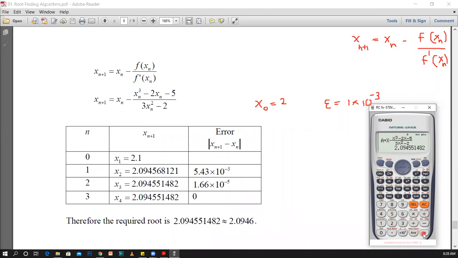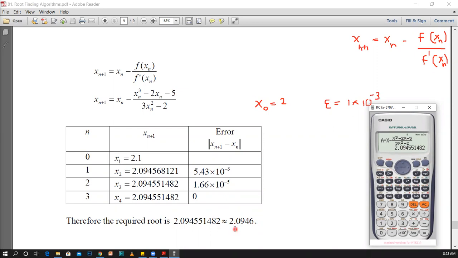But anyhow, I have continued one step ahead. Even though it is continued, we are getting the same answer. Since the predefined error limit is 1 into 10 to the power minus 3, you can define the answer as x equals 2.09455148, and here I have fixed it to 4 decimal places.